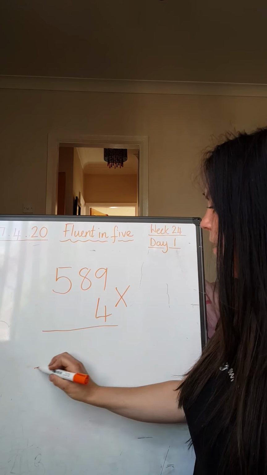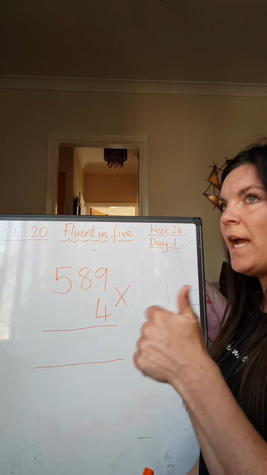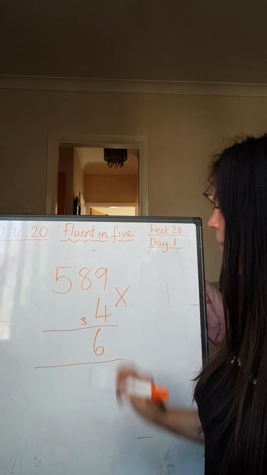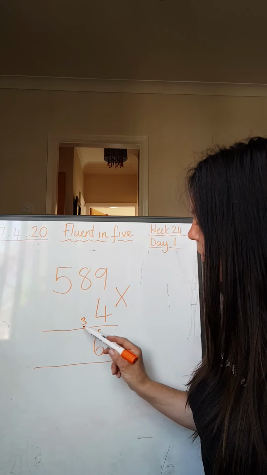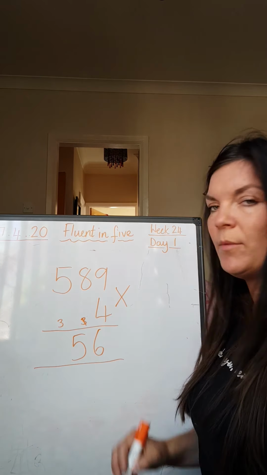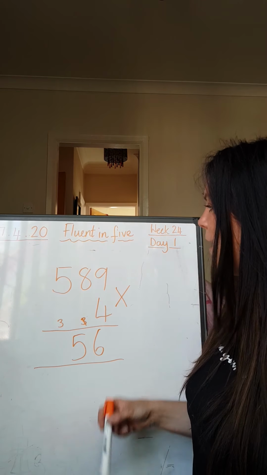Really easy compared to some of the questions that we've been doing lately. So 9 times 4: 9, 18, 27, 36. 6 in the box, 3 on the doorstep. 8 times 4 is 32. Add the 3: 33, 34, 35. 5 in the box, 3 on the doorstep. Don't forget to cross them off if you feel like you should, because it keeps you up to the point that you need to be at.